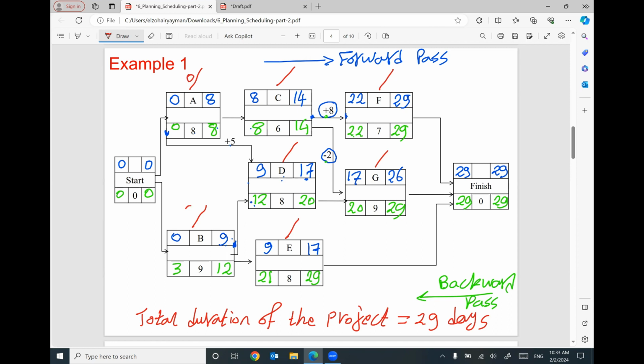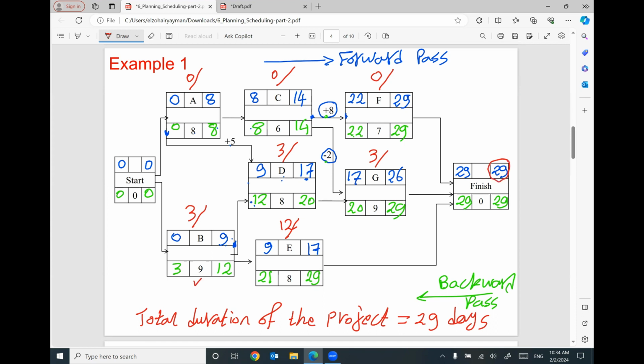3 minus 0 will be 3. 21 minus 9 will give you around 12, I think. Wow. 12 minus 9 will be 3. 8 minus 8 will be 0. 22 minus 22 will be 0. 20 minus 17 will be 3, and so on. So these are called the total float. These are the times we can delay without affecting the final duration of the project of 29.